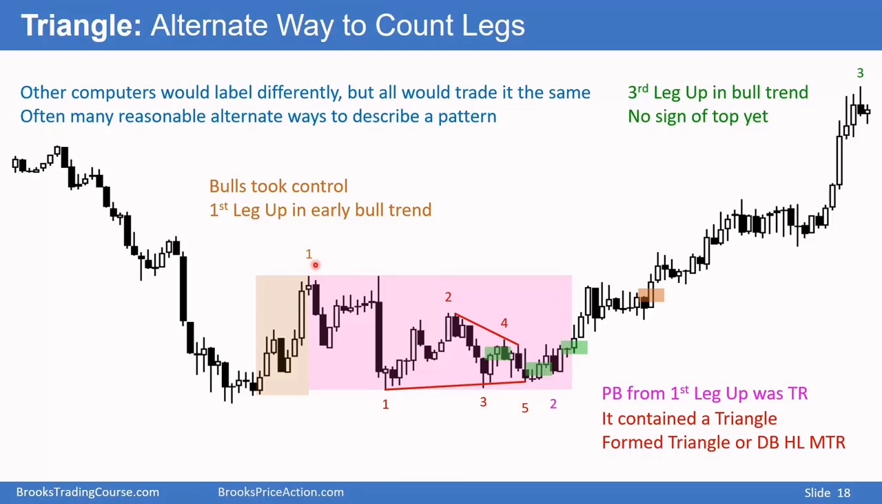First leg up in a bull trend here, and then a triangle. And then you could say this is a second leg up, a pullback, and a third leg up, or you could call this entire thing a second leg up. No clear sign of a top yet, but possibly a second leg trap in that we're at the top of a trading range. This is climactic. It could be a measuring gap leading to a big trend up. It could be a climactic end of this bull trend. Don't know yet. But in any case, the bull's got a good reversal up after a triangle.